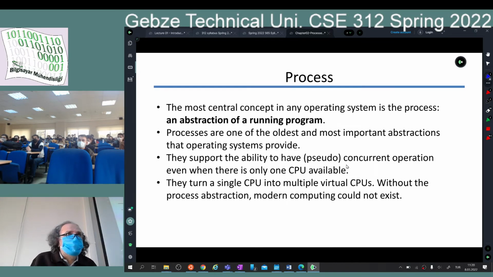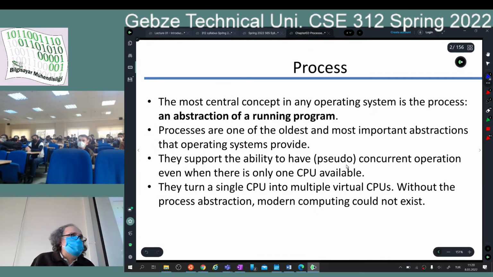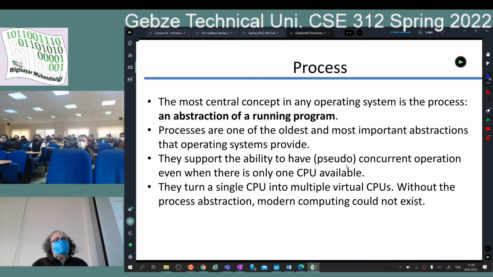A running program has its memory, its address space, and all the registers for it. If you put them together and think of them as a complete concept, we call that concept a process. And this idea of process is one of the oldest. People tried to conceptualize this at the beginning of the computing days, the 1950s. It is the oldest, but one of the most important abstractions.